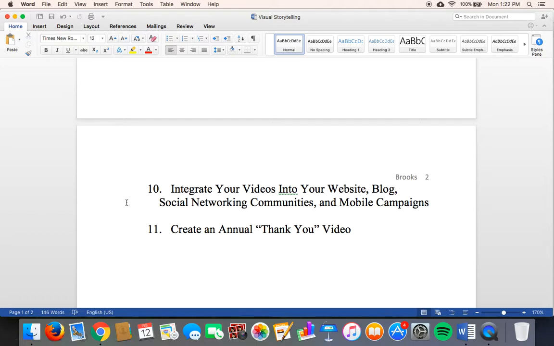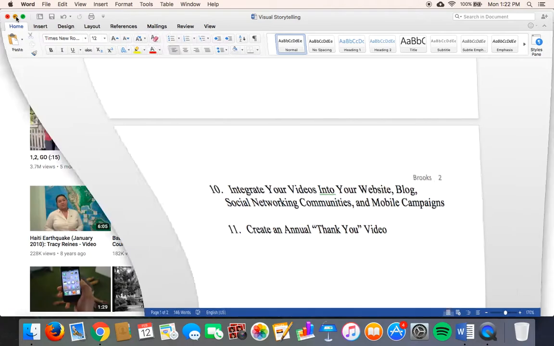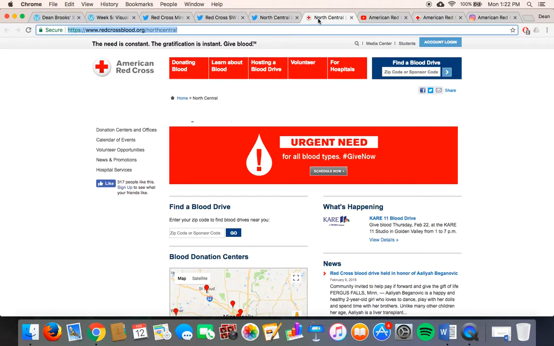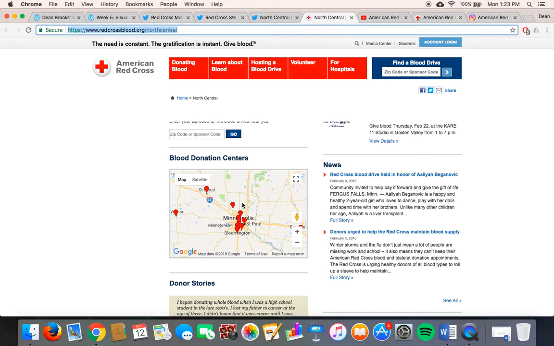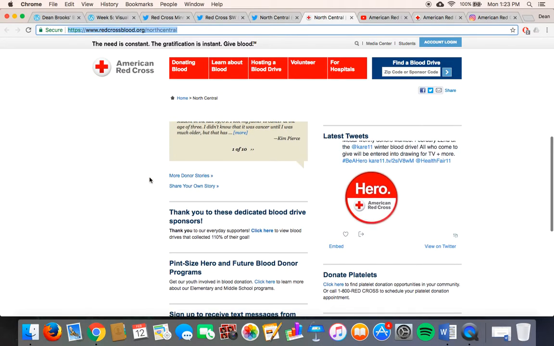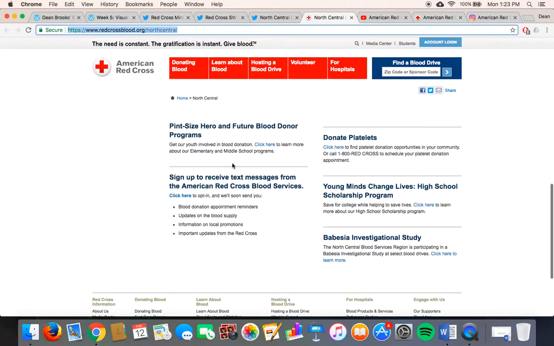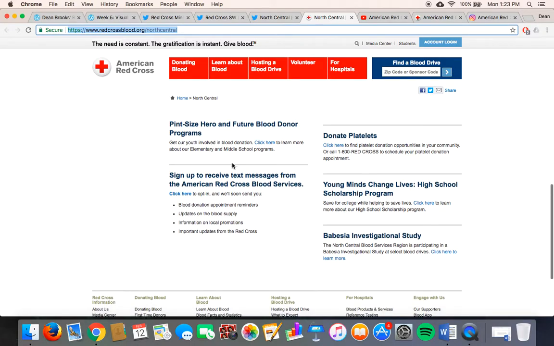Number 10, integrate your videos into your website, blog, social networking communities, and mobile campaigns. And the Red Cross does that, of course. And I showed this earlier. If we go to the North Central portal on the redcrossblood.org site, they've got the like button there for Facebook, of course. They've got Google Maps, so you can find the different blood drives, or if you're going to a particular donation center, you can find it pretty easily. They've got news coming in, their latest tweets, and all kinds of informational articles as well.